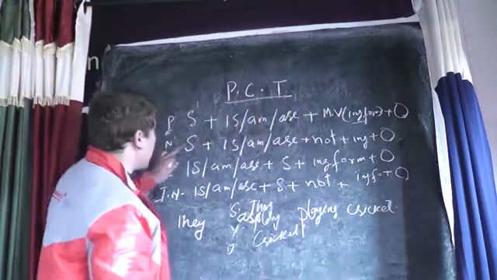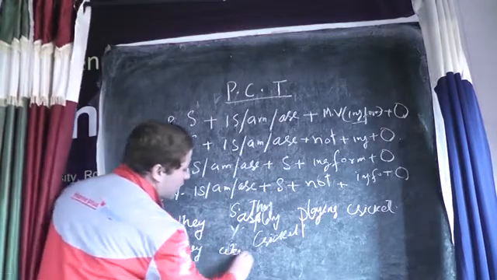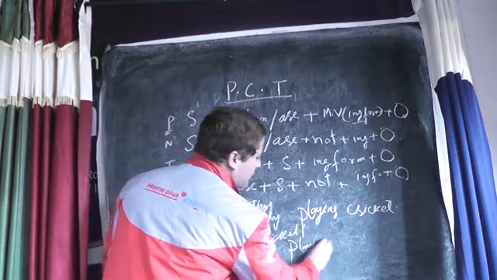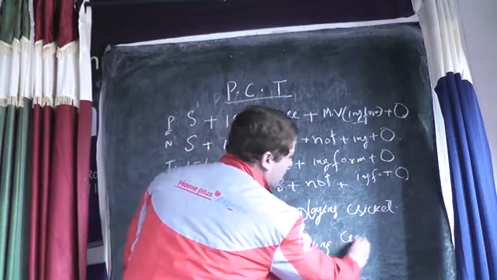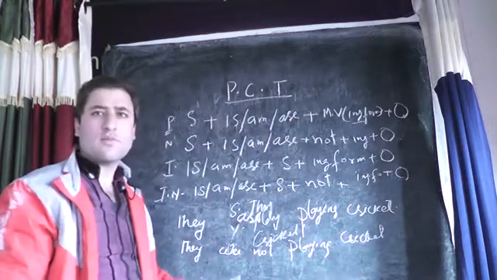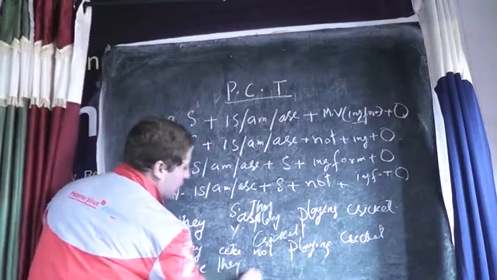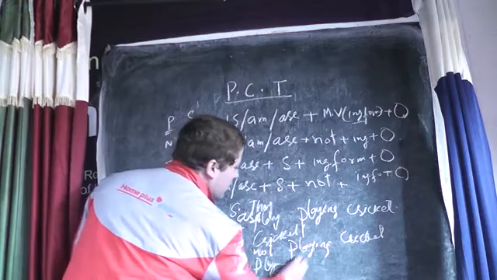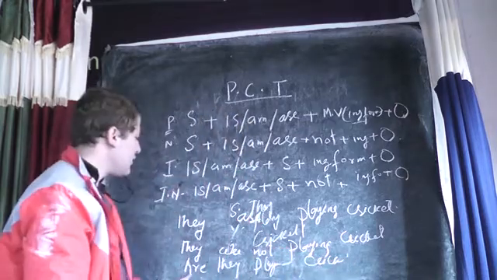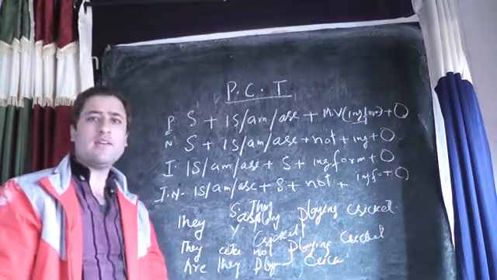Now let's do the negative one. They are not playing cricket. Now the interrogative one, the question is: are they playing cricket? And now the final one: aren't they playing cricket, or are they not playing cricket?